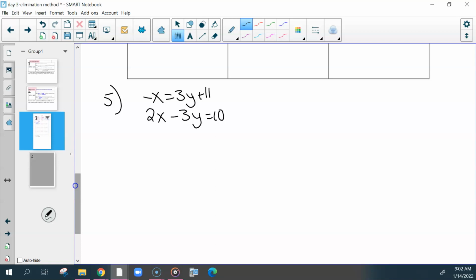So we need to either rearrange this so that the y is on this side, or rearrange this so the y is on this side. Doesn't matter which one, they'll work out the same. Which one do we want to rearrange, the first or the second? We'll do the first, and if you want to do the other one, you can do that one too.